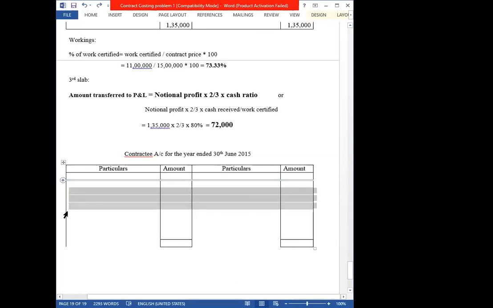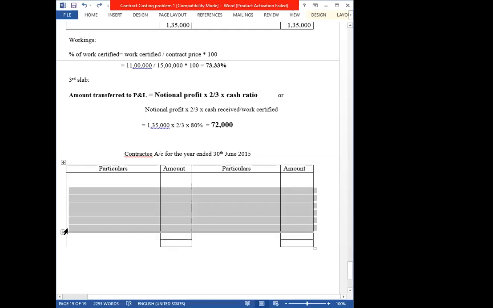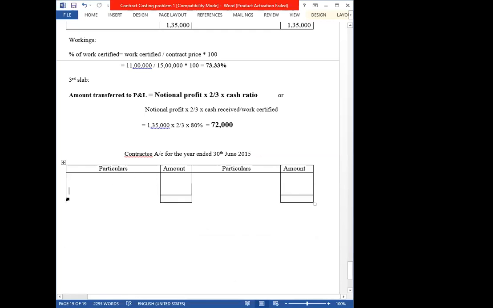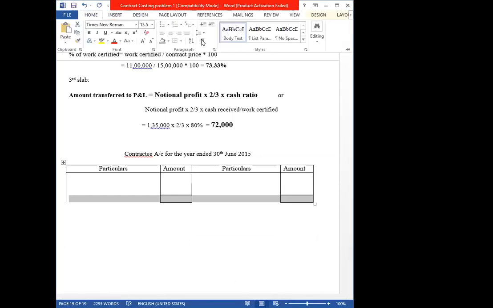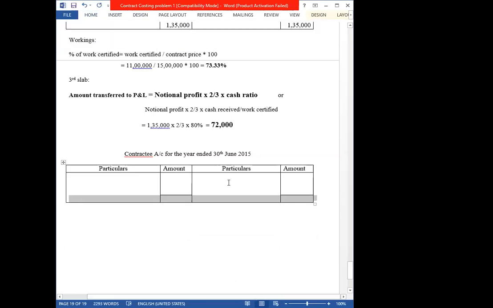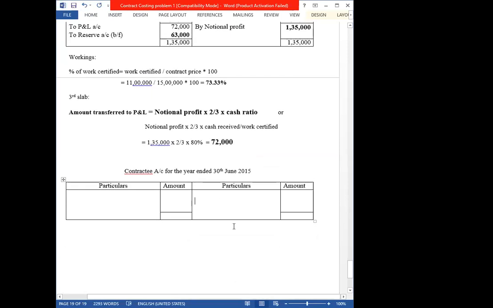Only 2 or 3 lines is enough for this account. Okay. So I hope you know very well what will come in the contractee account. So I'll repeat the format. Contractee account. First, you should check is there any opening balance. If opening balance is given, that you have to write in the credit side. But in this problem, there is no opening balance, so I'm not going to write any opening balance.